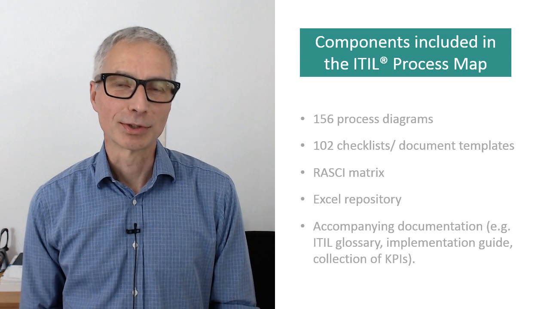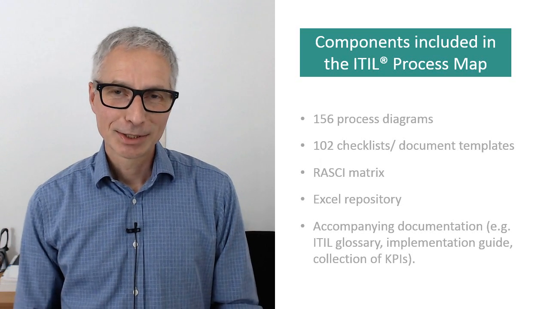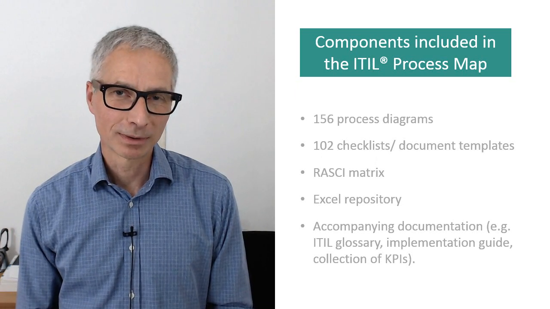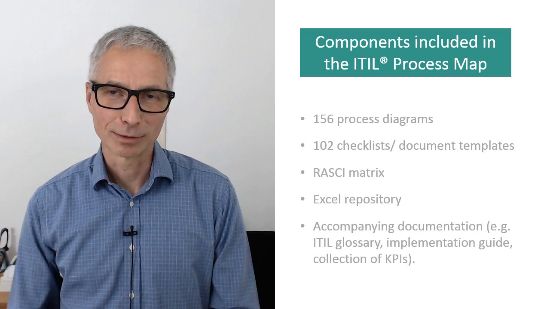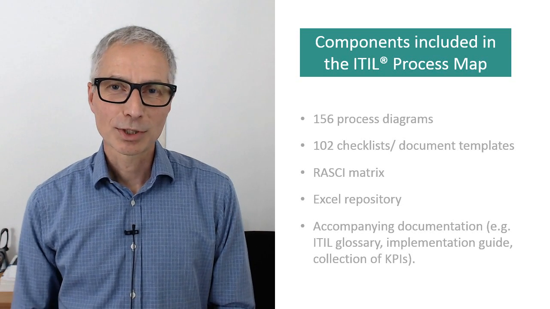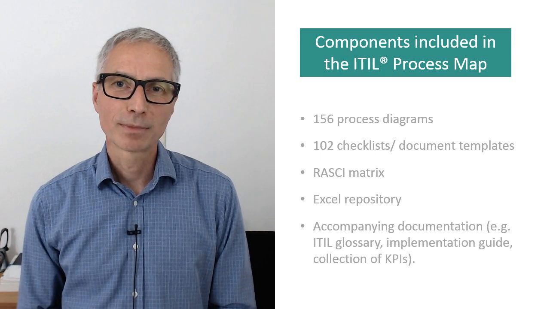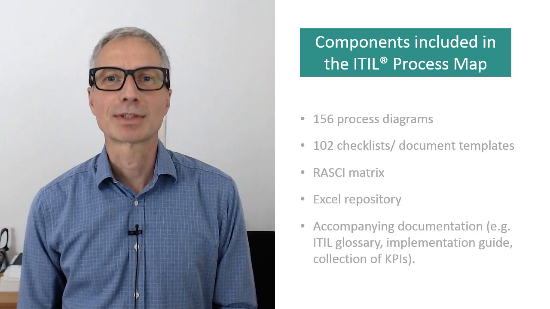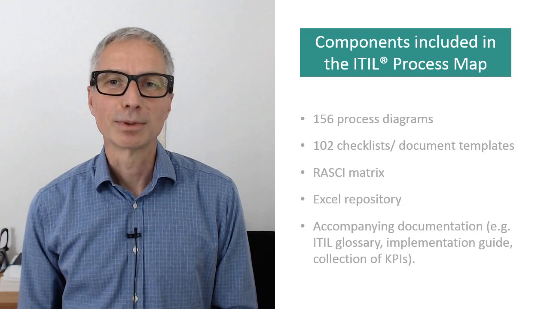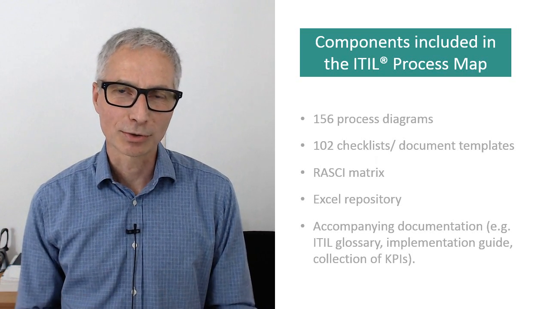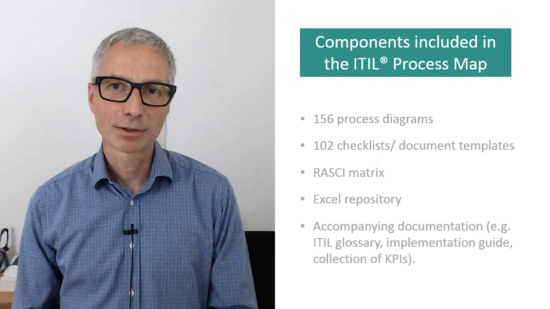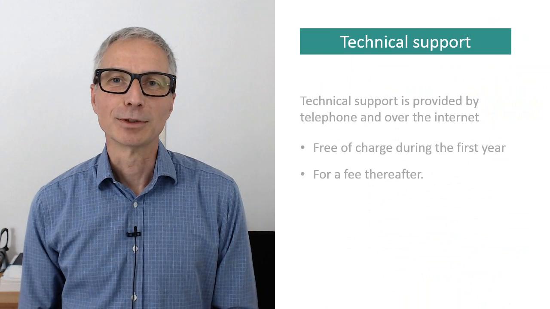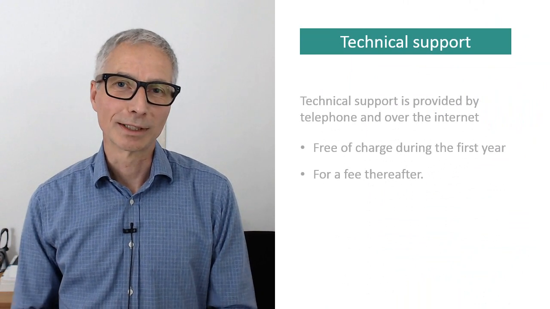And that's what I wanted to present today in this brief introduction. To keep it short, we concentrated on the most important components included in the ITIL Process Map, the process diagrams and the document templates. Our process model also includes a complete array of metrics and an Excel repository, kind of a small database that sits underneath the process diagrams. And there is some accompanying documentation, such as an ITIL glossary, an implementation guide, and a collection of key performance indicators.